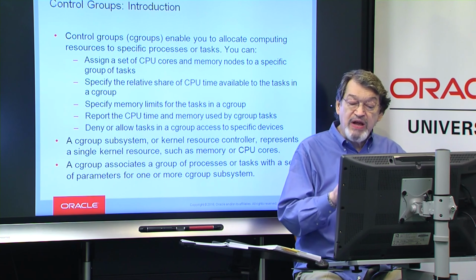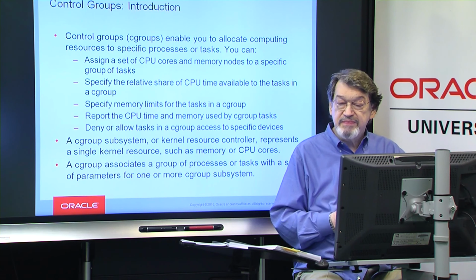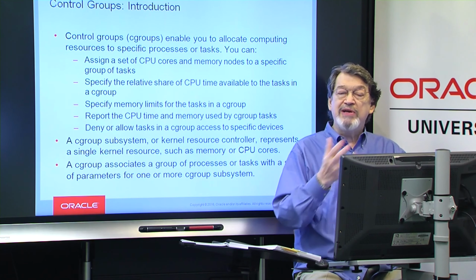We can then take a relative share of the CPU time. So out of every 3 minutes, you only get to use 2 of them.